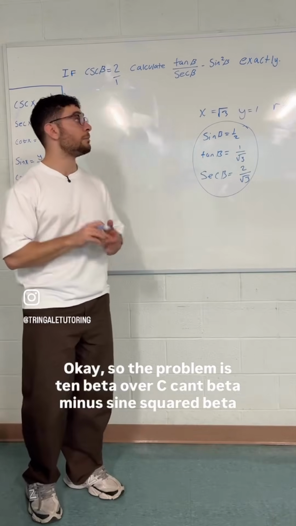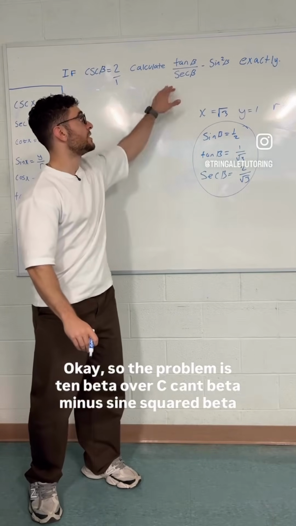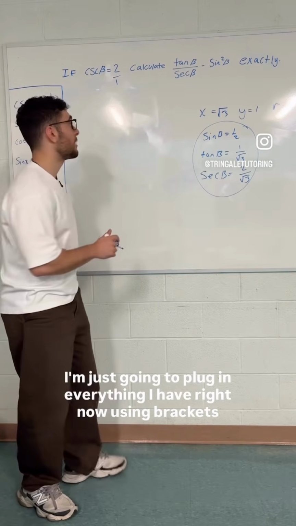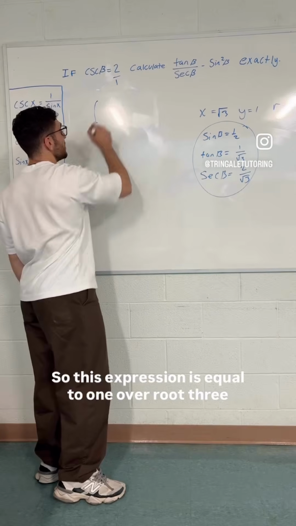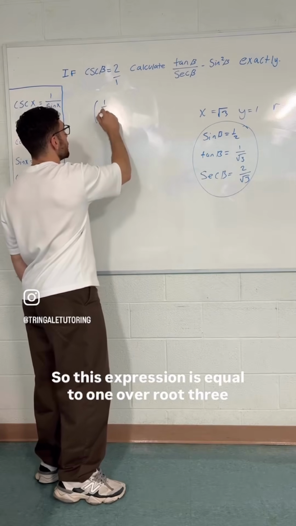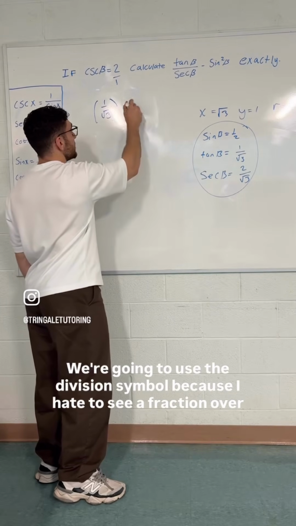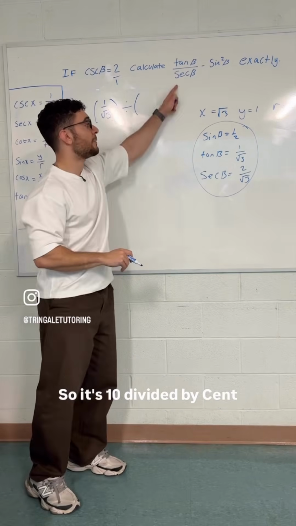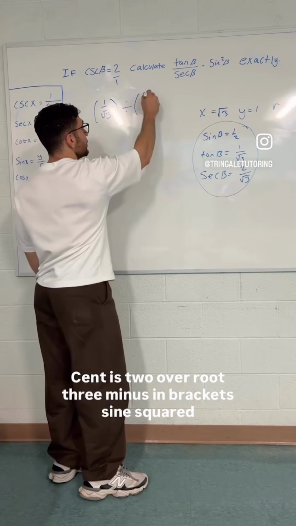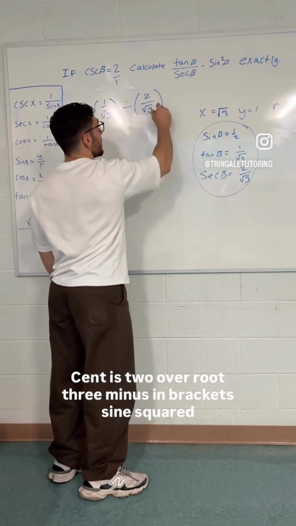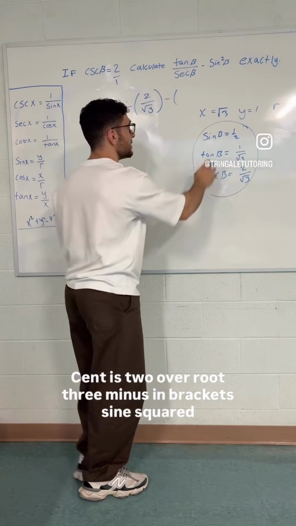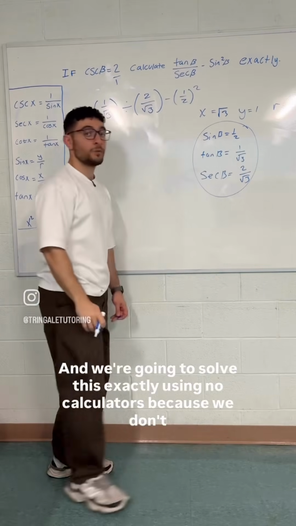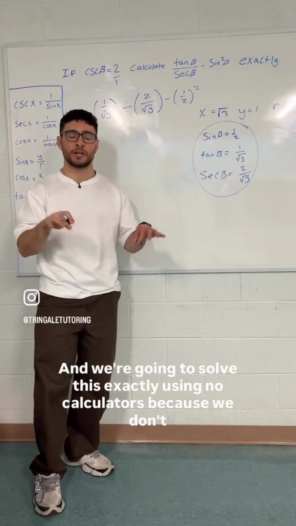Okay, so the problem is tan beta over secant beta minus sine squared beta. I'm just going to plug in everything I have right now using brackets. So this expression is equal to 1 over root 3. We're going to use the division symbol because I'd hate to see a fraction over a fraction. So it's tan divided by secant. Secant is 2 over root 3 minus, in brackets, sine squared, 1 over 2 squared. And we're going to solve this exactly using no calculators because we don't need that.